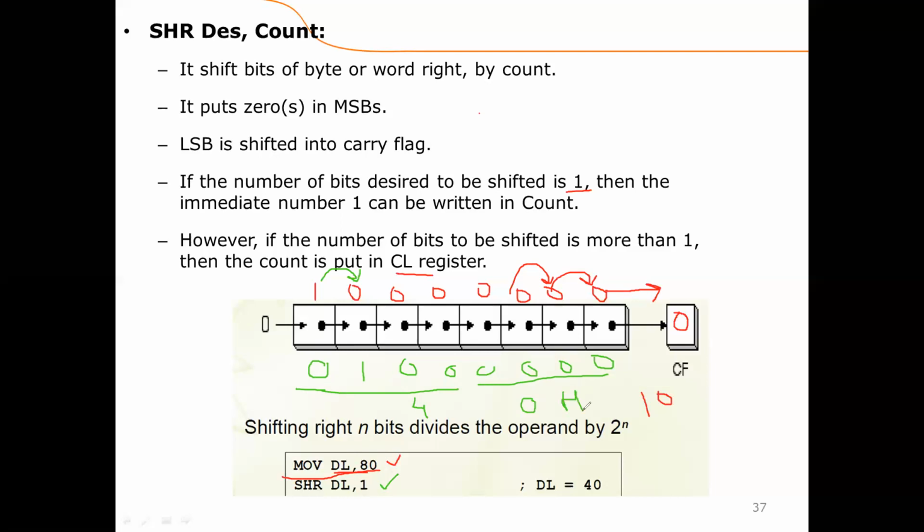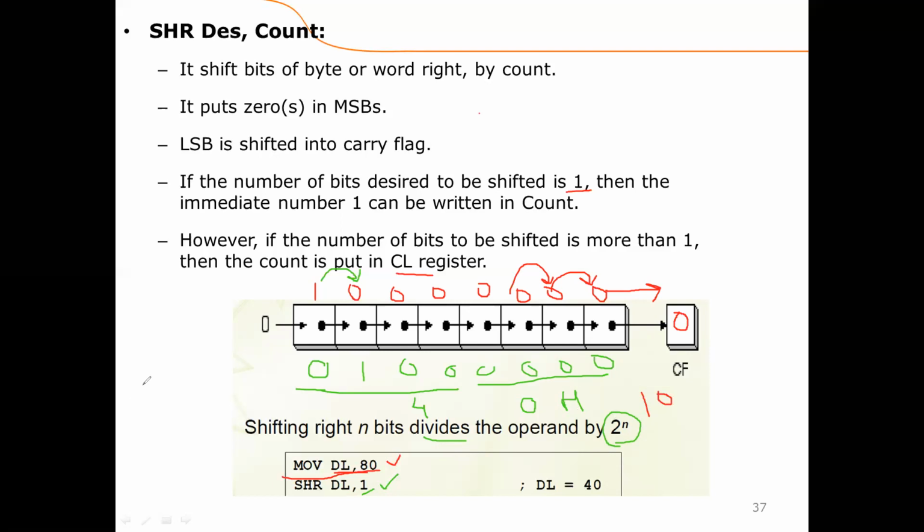Now, there is one question: why do we use shift operations? Basically, these can be used for fast multiplication. If we know that we need to multiply or divide the number by a power of 2, 2 raised to the power n, then we go for shift operations. Shift right means it will divide the number by 2 raised to the power n. Here n means 1 only. So it will divide the number by 2, which is clear from the last example.